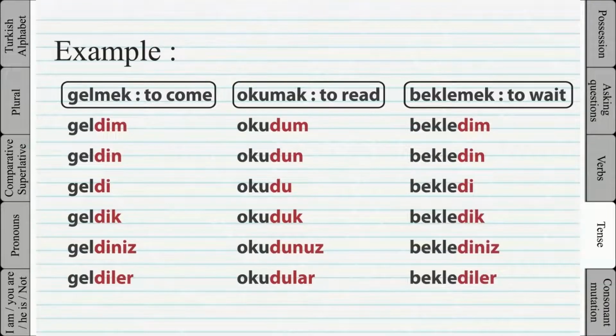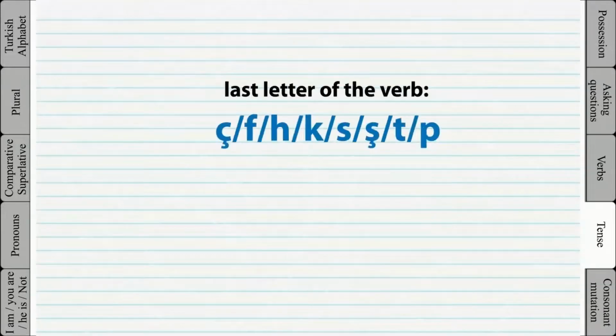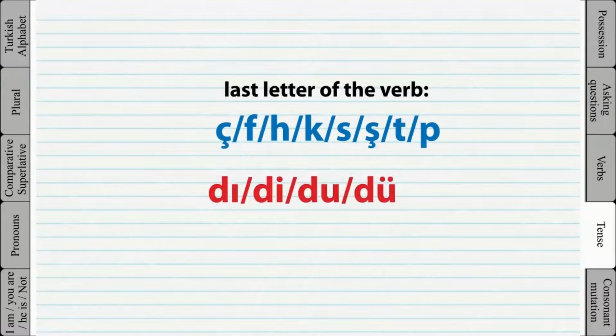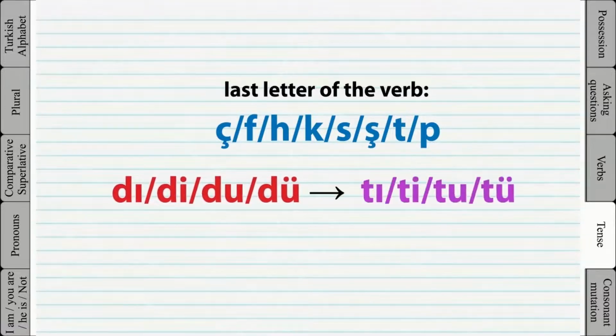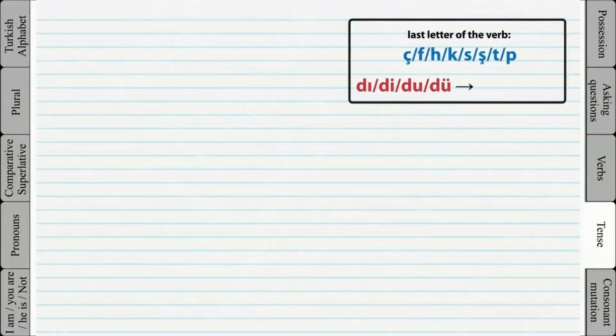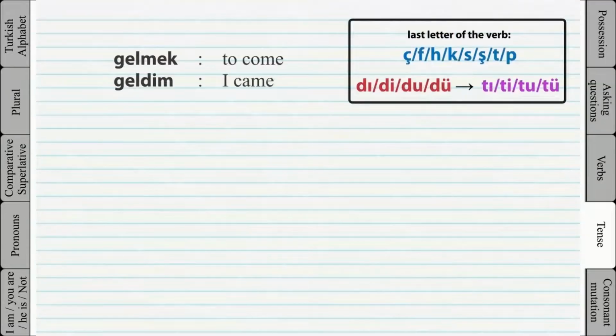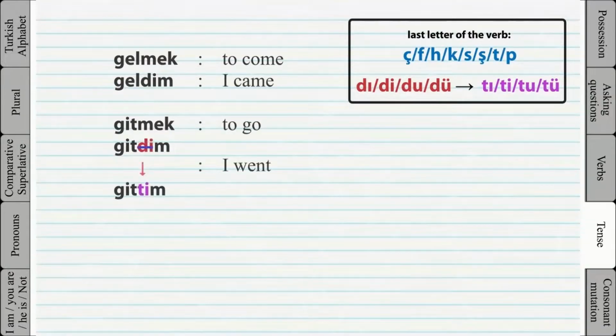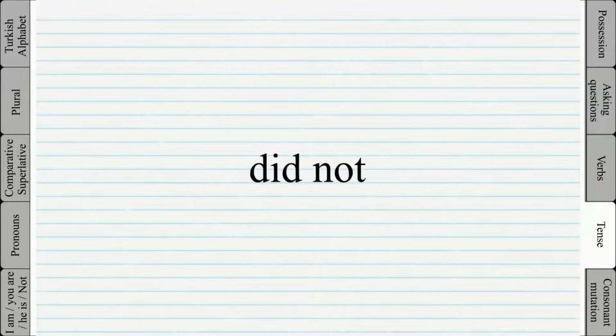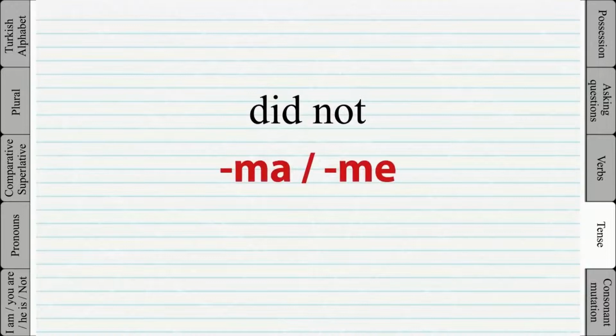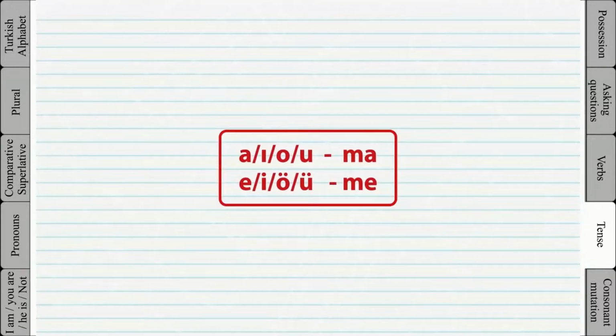A very important note. If the last letter of the verb root is one of these letters, then the letter D must be changed to letter T. So instead of using these four, we should use these four words. By adding either ma or me, we can negate the past tense verbs. Simply add the ma or me at the end of the verb root.